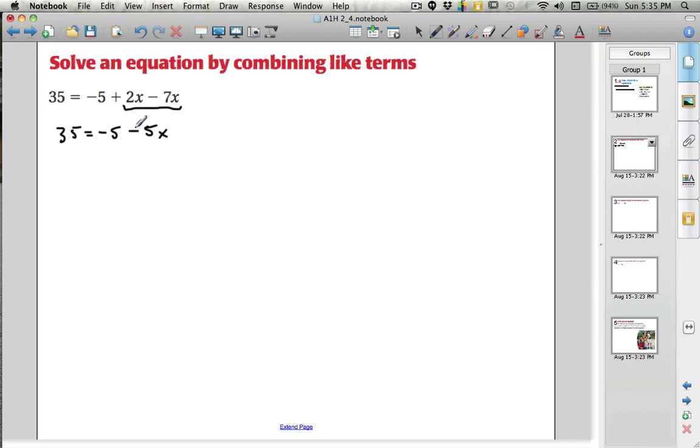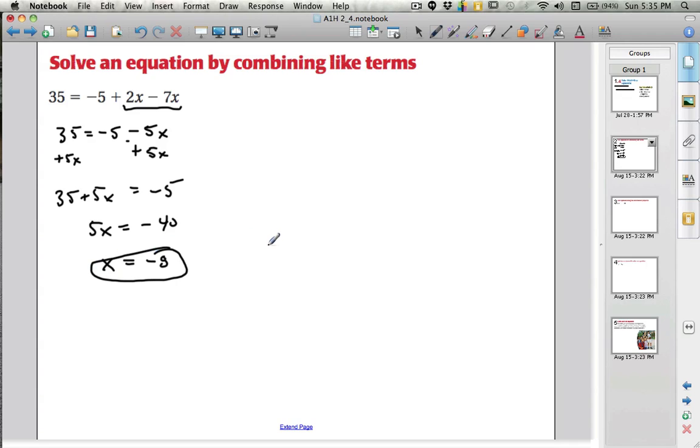Then at this point, my advice to you, you see I've got my variable is now negative. I think it's easiest to go ahead and take the variable and move it to the other side. So if I add 5x to either side, I'll have 35 plus 5x is equal to negative 5. Now if I subtract 35 from either side, I'll have 5x is equal to negative 5 minus 35, which is negative 40. And if I divide by 5, x will be equal to negative 8.